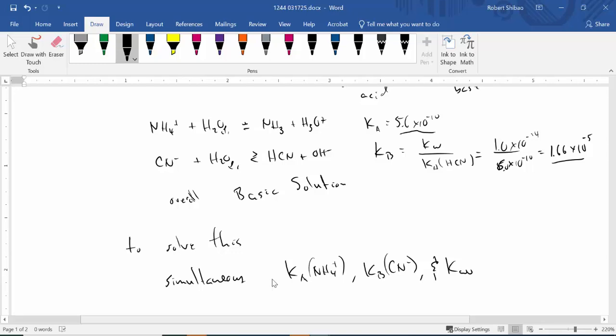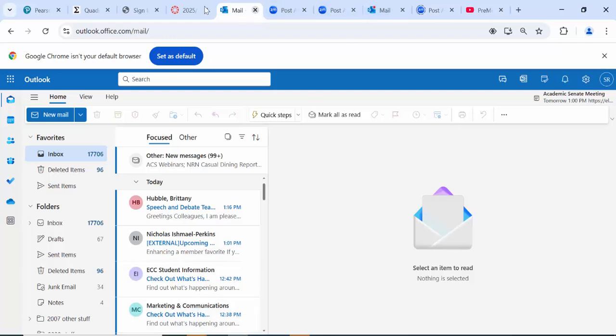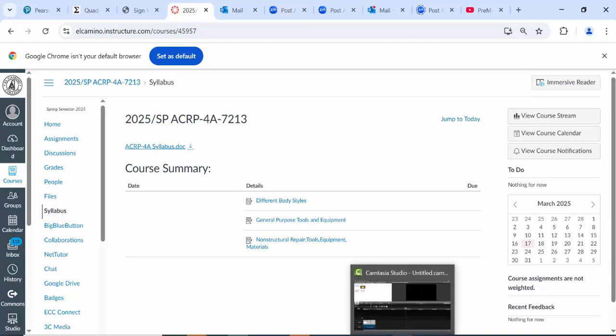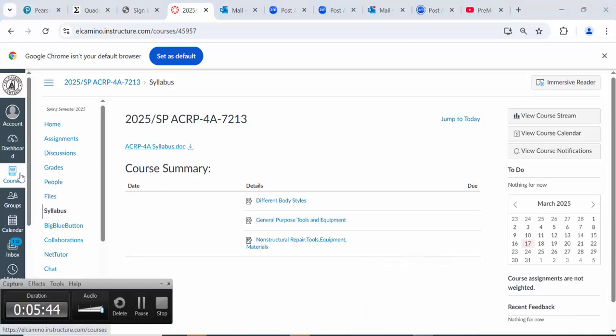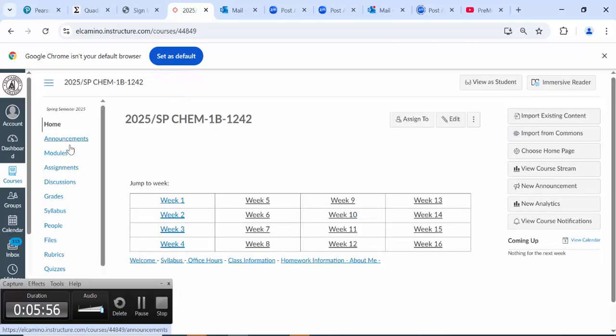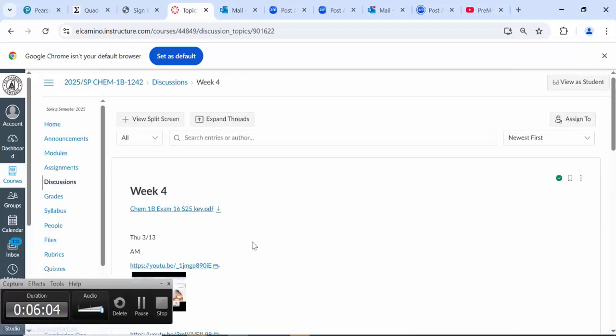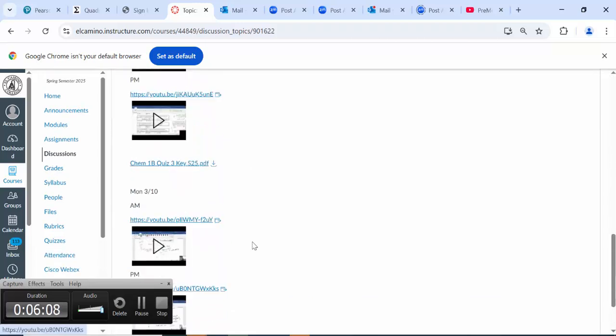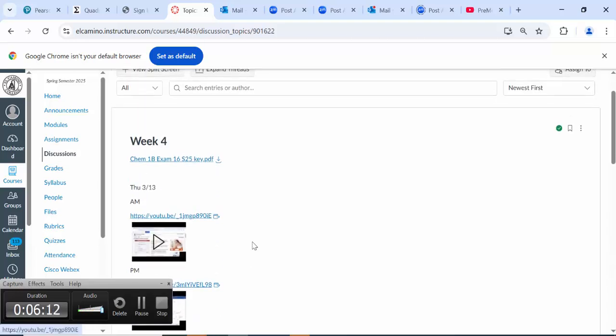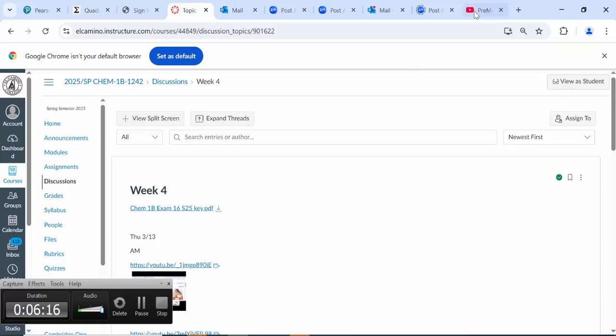Did I post the methods used to solve simultaneous on Canvas? Did I forget to post that? Actually, maybe I forgot to record. I'm recording that. Yeah. I forgot to post it. I'll post it this week.